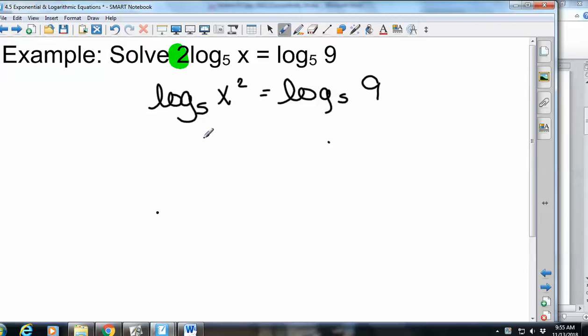Now you have one log on each side, so you can drop them. Add a square root with that plus or minus, and we get x to be positive or negative 3.